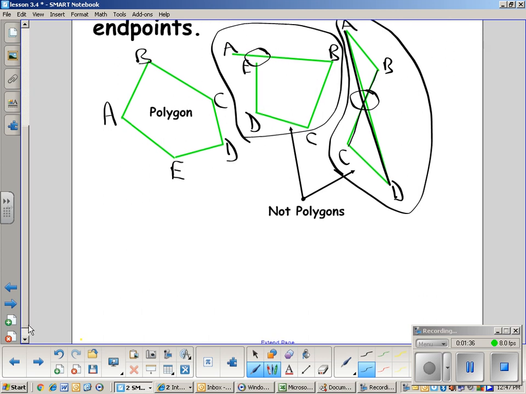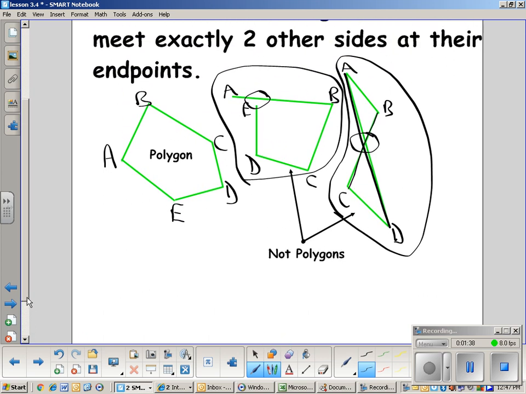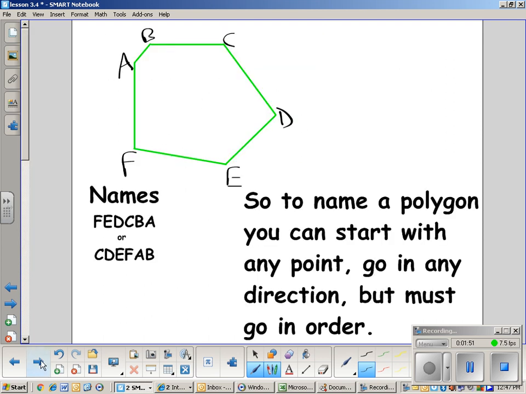Why is it what? The second one, polygon ABCD. Because it's not closed. How come the other one? It's opened up. It intersects in the middle. Thanks, Vicky.